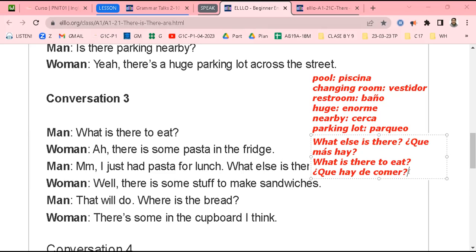Okay, let me check. Well, there is some stuff. Stuff. Some stuff. Algunas cosas. Bueno, hay algunas cosas para hacer sandwiches. That will do. Where is the bread? There is some in the cupboard. Cupboard. What's the cupboard? Where do you store your food or things? Right? Your cupboard. Pues el armario, donde ustedes guardan la comida, right?